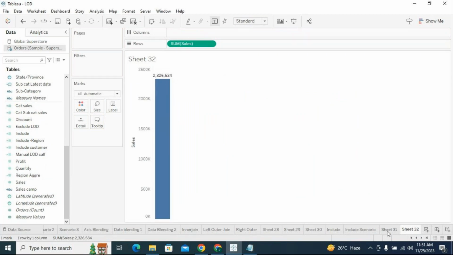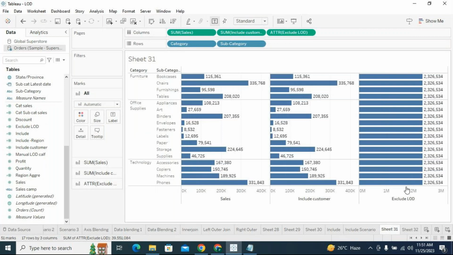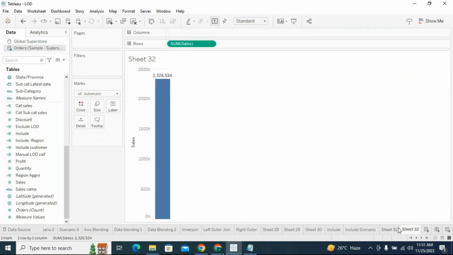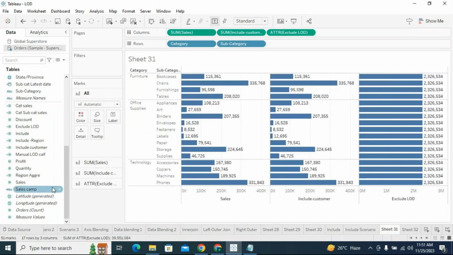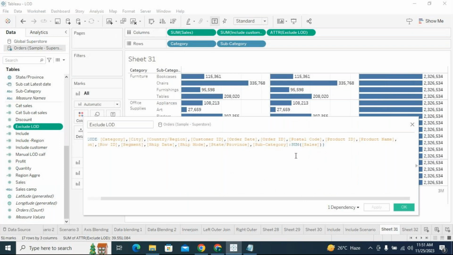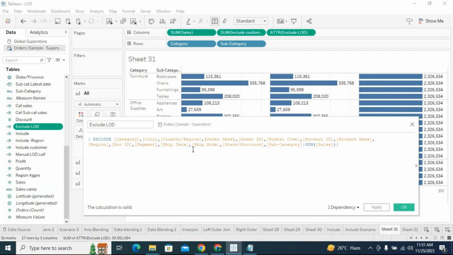23, 26, 574, 23, 26, 534. Okay. It is executing. Okay. Let me remove customer ID from here. Category, city, country, postal code. Let's apply this.